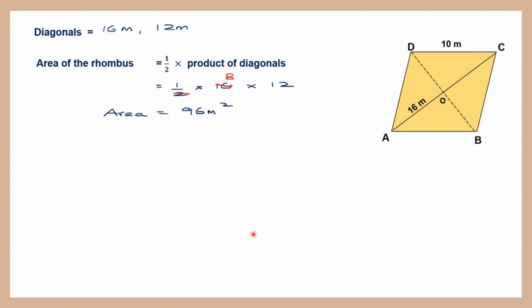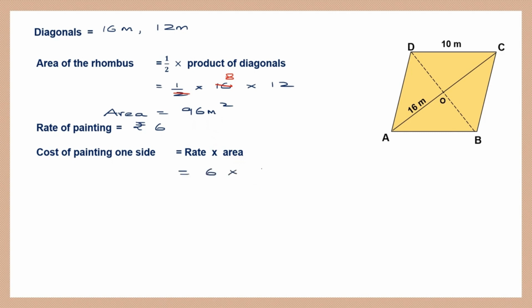So now to find that, we have to first think of the rate. What is the rate given to us? It is 6 rupees per meter square. Rupees 6 per meter square. Now to find the cost of painting one side, it will be the rate into the area. So rate is 6 and area is 96. So we have to multiply both and see what we get. 6 into 96, and that is 576. That means the cost of painting one side is 576.